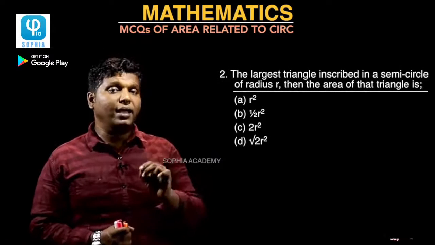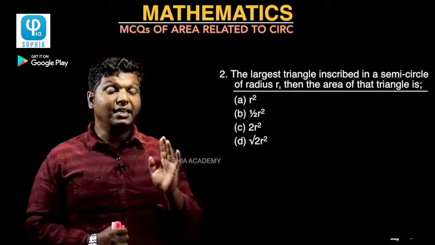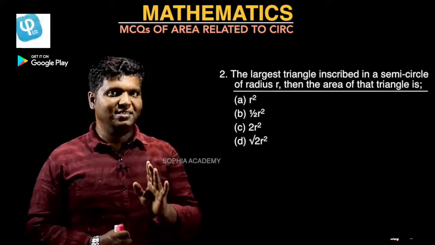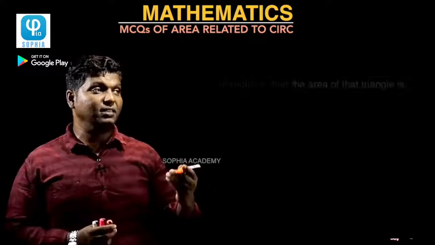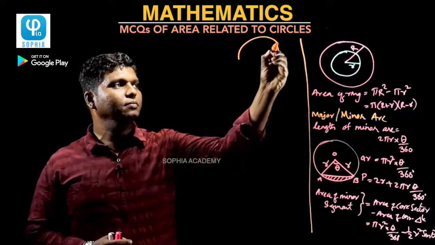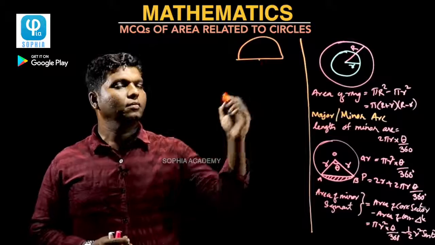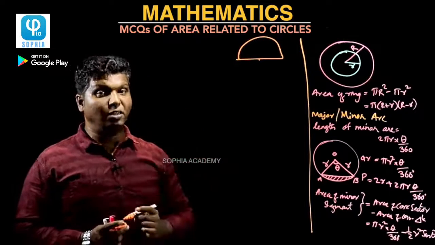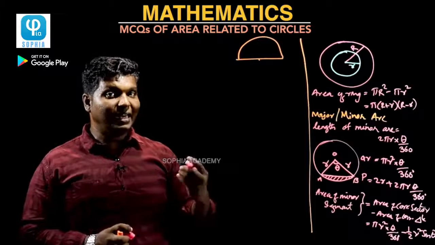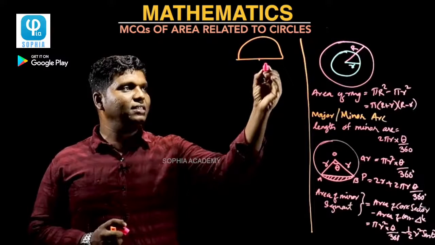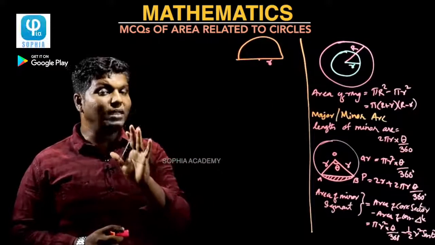The largest triangle inscribed in a semicircle of radius r, then the area of the triangle is. So there is a semicircle. Let's draw it, right? There is a semicircle. So that is the center of the semicircle, and one thing is very clearly given. What is given there? The radius is given. It is r. Okay, this is the radius from here to here. It is r. Now what is the question?